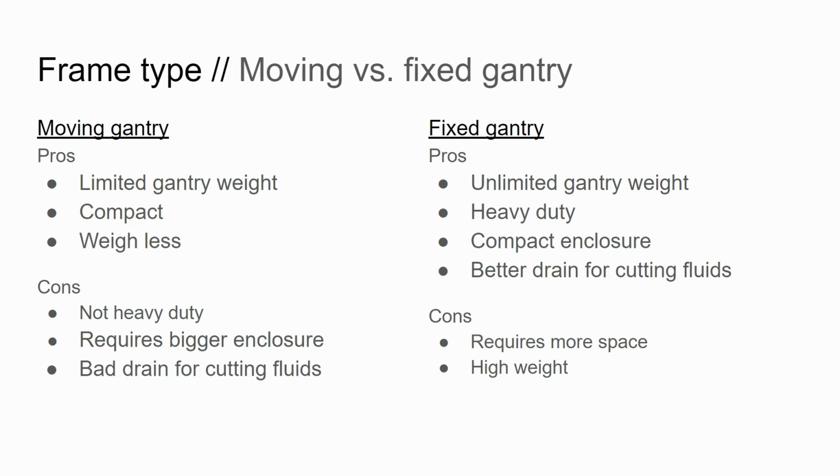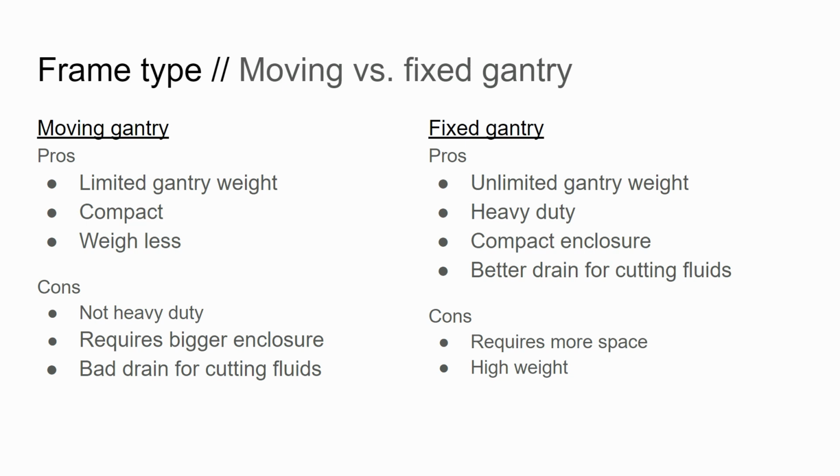Let's take a look at the cons of a moving gantry. It can't do heavy cuts compared to a fixed gantry, and that's mainly because of the lack of weight and stiffness in the gantry compared to a fixed gantry. And it requires a bigger enclosure, and it has bad drain for cutting fluids, but we'll talk about that later.